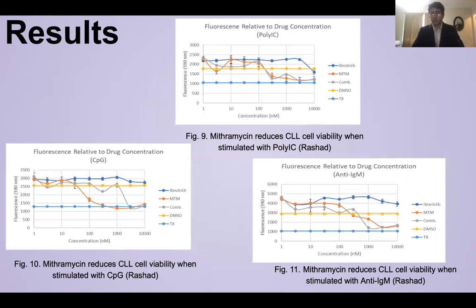Moving on to the rest of the results for the viability assay. In figure 9, I used a stimulant called poly-IC. In figure 10, I used CpG, and in figure 11, I used a stimulant called anti-IgM. In all 3 of these trials, mithramycin and the combination were once again more effective than ibrutinib in reducing the viability of chronic lymphocytic leukemia cells. Once again, you can see in figure 10, when using CpG as a stimulant, mithramycin actually overlapped Triton-X at a specific concentration, which tells me that mithramycin was so effective in this trial that it ended up killing off all the cancerous cells at that concentration. So again, this is very promising for my project overall.